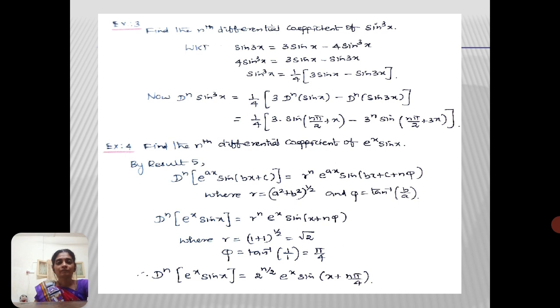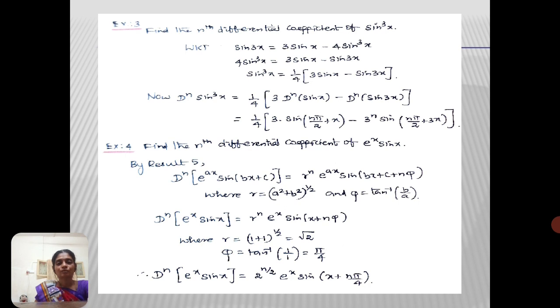In the same way, we can solve these two problems. Here we have to find the nth derivative of sin cube x. So we write sin cube x using the formula for sin 3x. Sin 3x is equal to 3 sin x minus 4 sin cube x. From this equation, we find sin cube x as 1 by 4 (3 sin x minus sin 3x). On taking nth derivative, we arrive at 1 by 4 into [3 sin(n pi by 2 plus x) minus 3 power n sin(n pi by 2 plus 3x)].